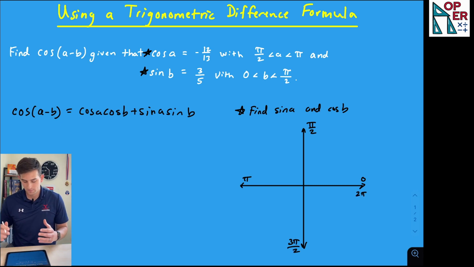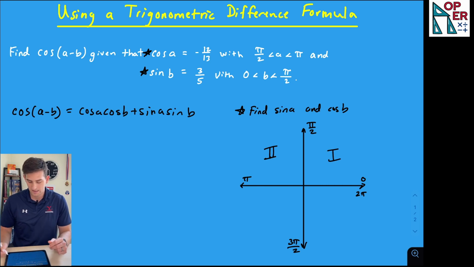So when it says that a is between pi over 2 and pi, that's just telling us that it's in quadrant number 2. And then when it says that b is between 0 and pi over 2, that's telling us that b is in quadrant number 1, okay? So let's go ahead and graph these triangles and figure out what our other side lengths would be.